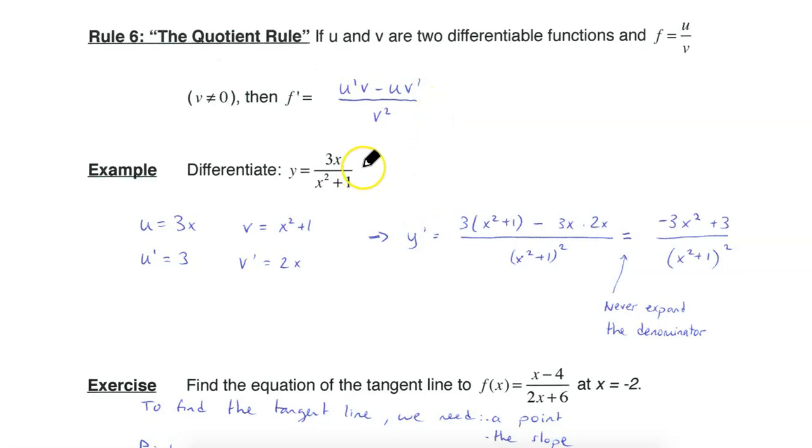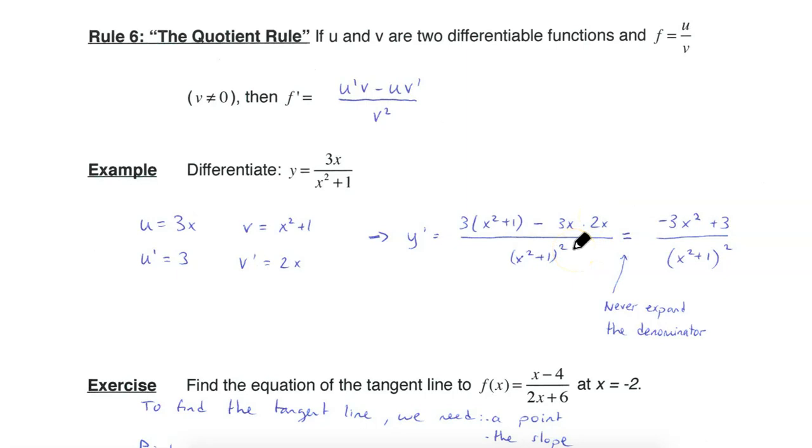Here's an example of a function y equals 3x over x squared plus 1. So u is going to be 3x, v is going to be x squared plus 1. If u equals 3x, u prime equals 3. If v equals x squared plus 1, v prime equals 2x. From here, it's all just a matter of plugging things in. y prime equals u prime v minus u v prime over v squared.